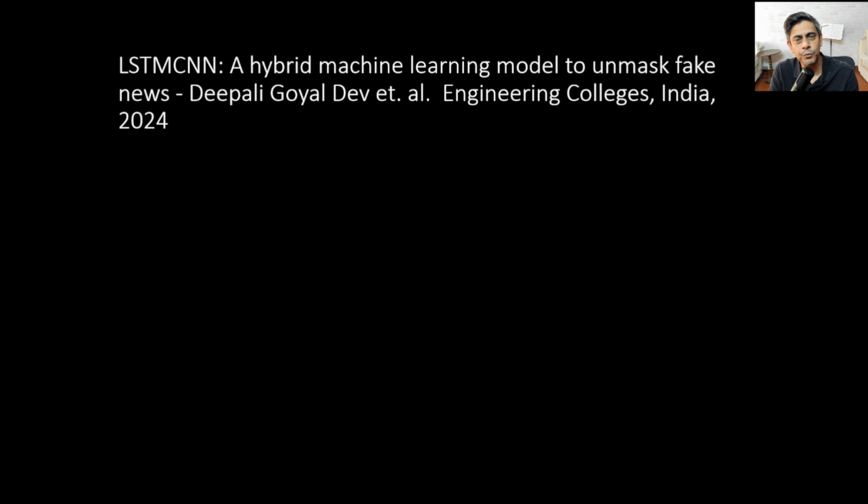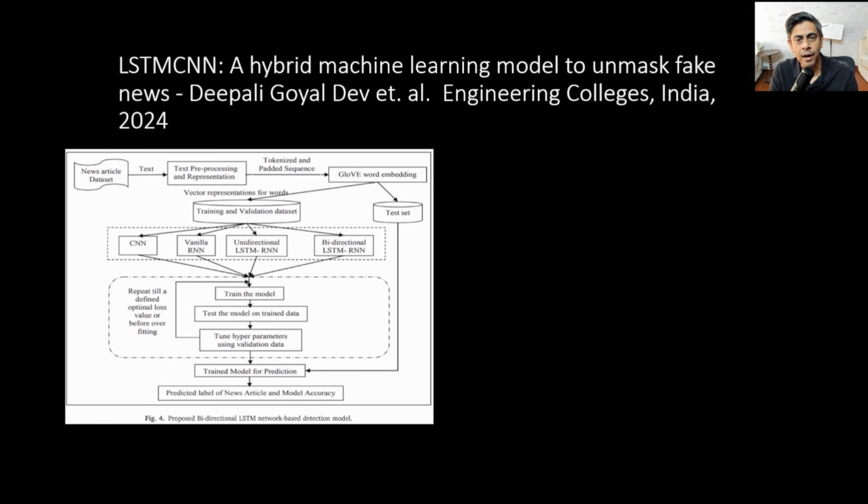Then if you look at very recent cases, as recent as 2024, you will find some papers like LSTM-CNN. They are still used, let's say, for understanding fake news. This was published in one of the papers referred to here. You can see that they have used CNN and a bidirectional LSTM RNN, and then the fake news was detected in combination with this.